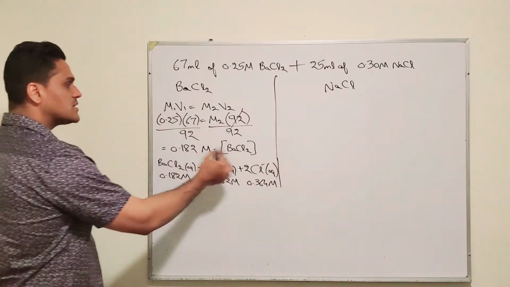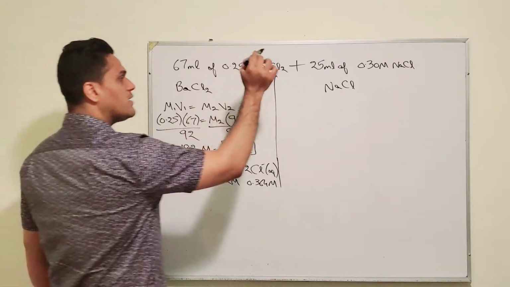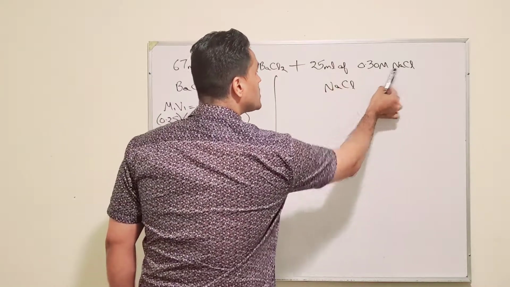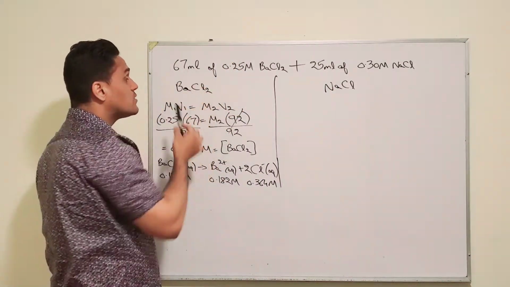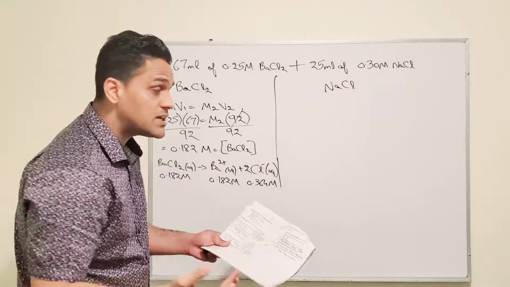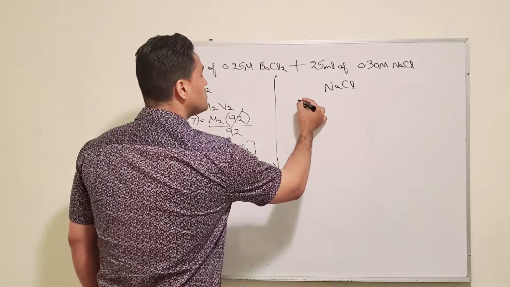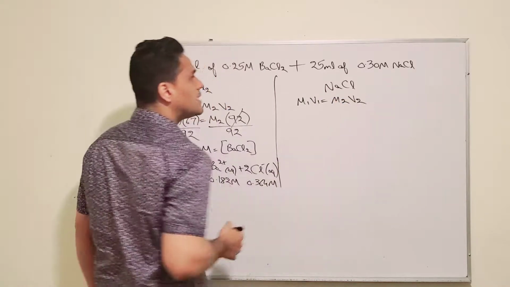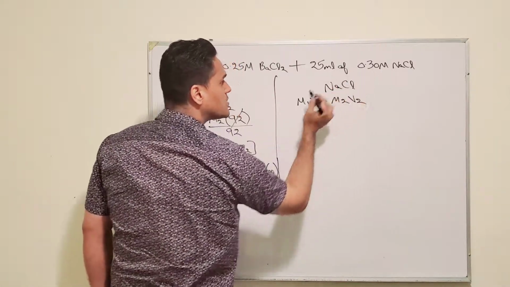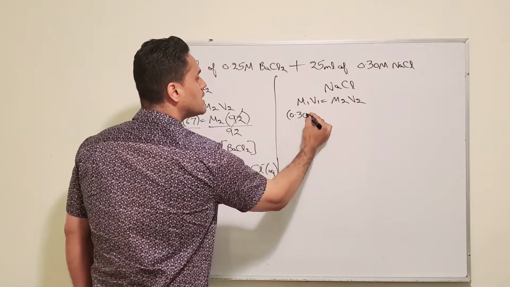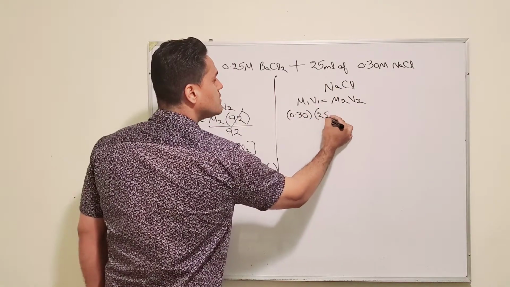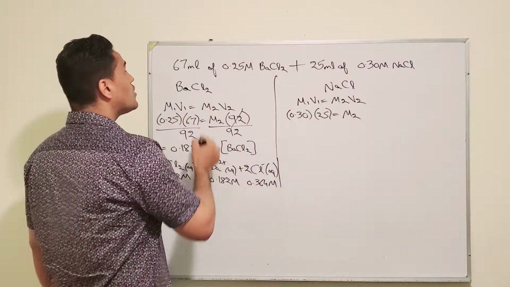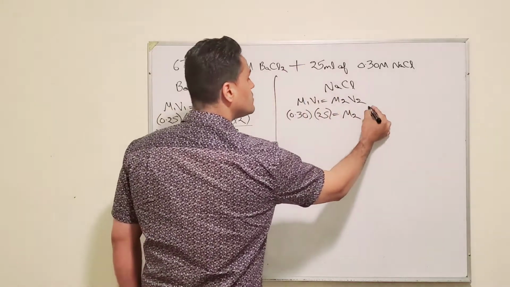So we found the individual concentrations for BaCl2, and now we're going to do the same to NaCl. Again, guys, we had 25 ml of 0.3 molar NaCl, but then you added a new volume, so there's going to be change in concentration. And we're going to find the new concentration by doing M1V1 is equal to M2V2. Now, what was my initial concentration of NaCl? That was 0.3. Initial volume was 25. Final concentration is what I'm trying to find, and my final volume is going to be 67 plus 25, which is 92.